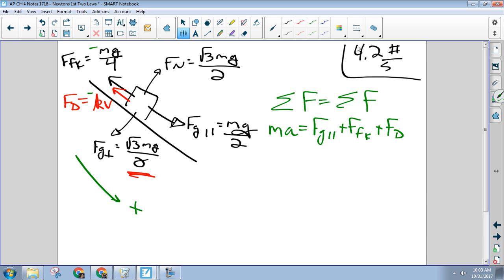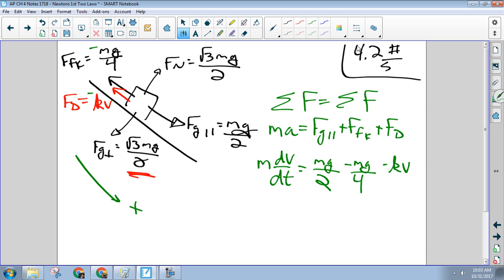Good? So I'm going to do two things here. I'm going to change my a to dV/dt. And I'm going to replace my forces with the actual values. So Fg parallel is mg over 2, positive, because it's going in a positive direction, plus my force of friction, which is negative mg over 4, plus my drag force, which is negative kV, right? Yep.